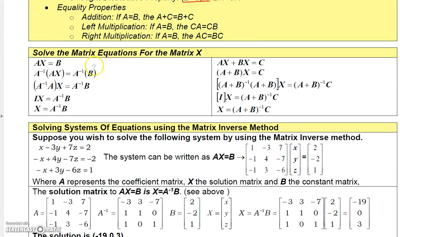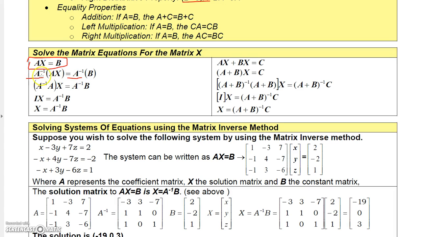There's two here, but I'm just going to do this one because this is the one that's important for my next example. To solve this matrix equation, I want to solve for X, so I'm going to multiply both sides by A inverse. See, there's no division operation with matrices. You have to multiply by the inverse.